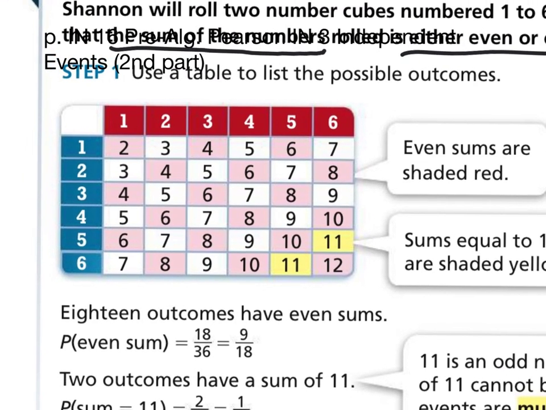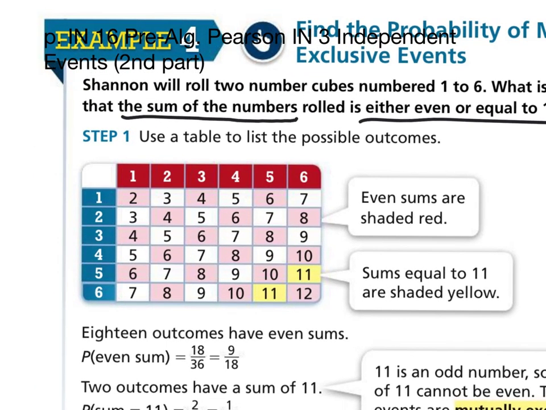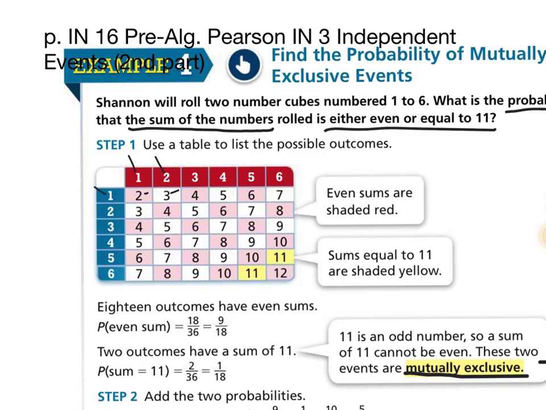And I don't know if we've mentioned this or not. Listing out the possible outcomes is called a sample space, if you ever hear of that. So what they did is they listed the different sums. So like if you rolled a 1 and a 1, 1 plus 1 is 2. That's how they got the numbers there. 1 plus 2 is 3, and so on. So we're trying to get either an even number or an 11.